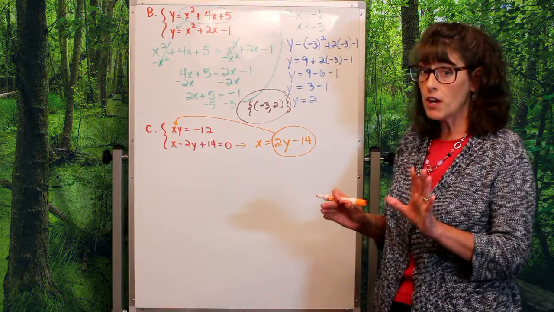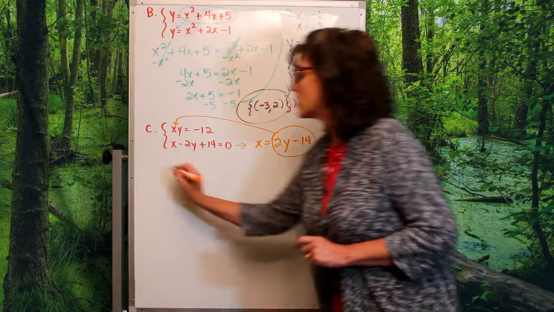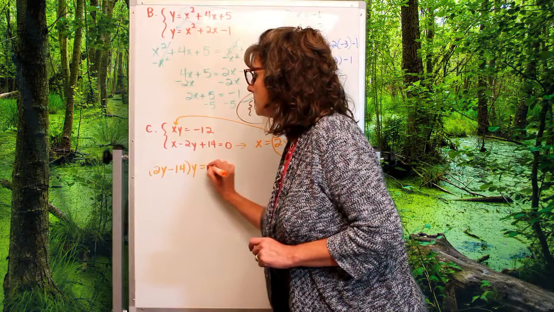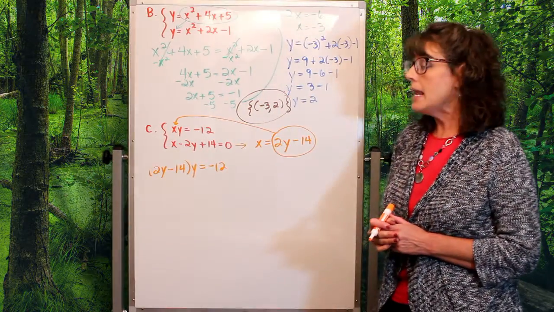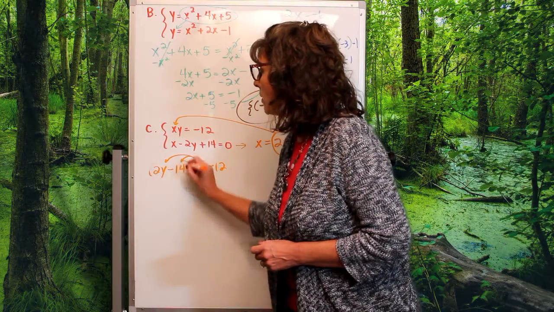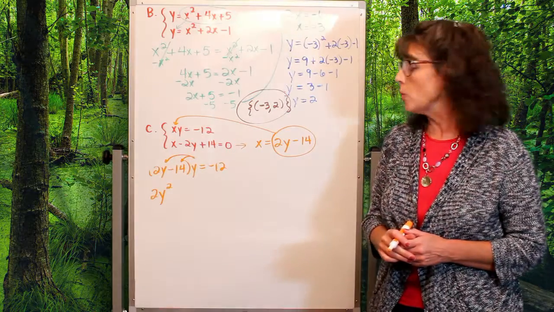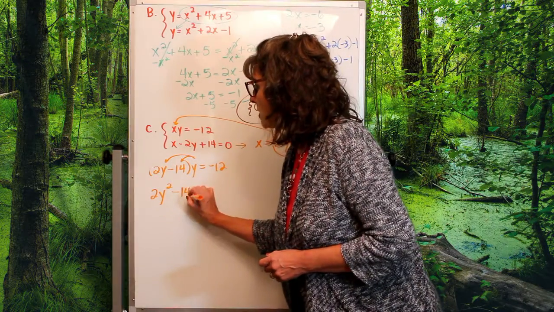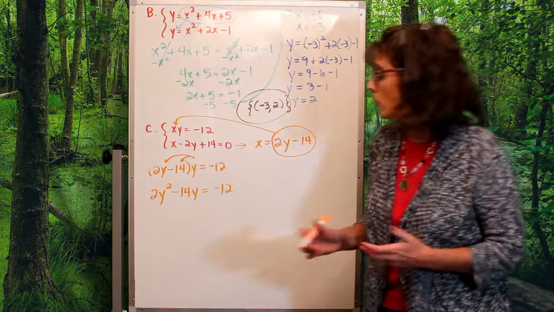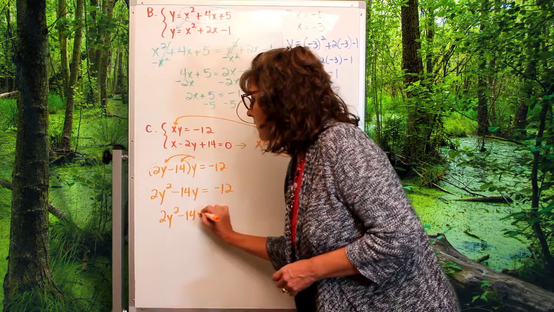Now this might feel funny, but notice that it's x times y. X is now all of this. So it's going to be all of this times y. And now what I'm going to do is distribute my y through, because what I will end up having is a quadratic. Because 2y times y is 2y squared minus 14y, and yes, I do in fact have a quadratic. So I'm going to get everything on one side. I'm going to add that 12 to the other side, giving me this.